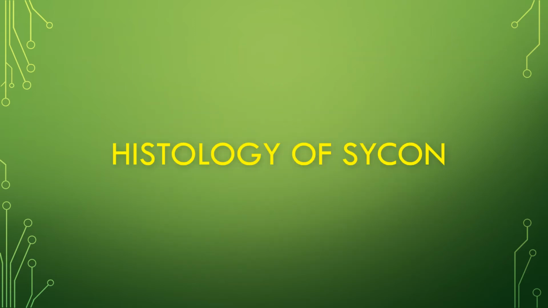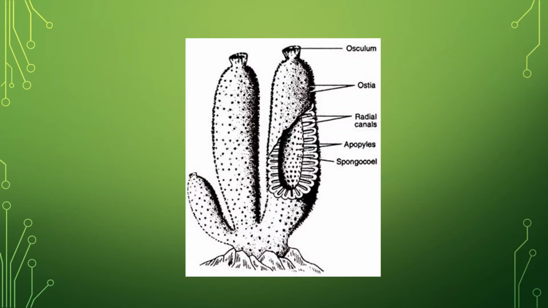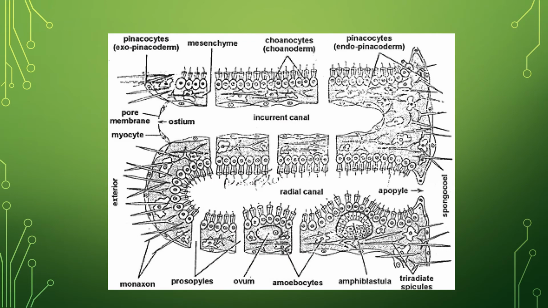Now let us discuss the histology of Sycon. Sycon represents cellular grade of organization. It has two cellular layers, the pinacoderm and choanoderm, with an intermediate mesenchyme. Here you can see the enlarged view of body wall of Sycon.